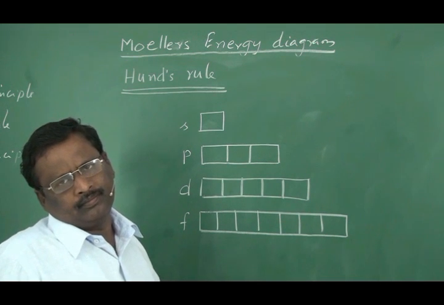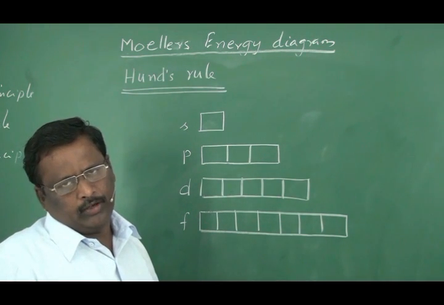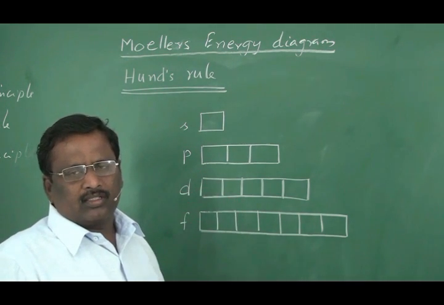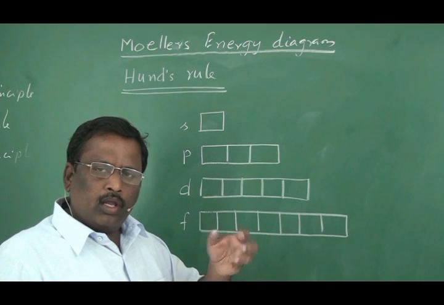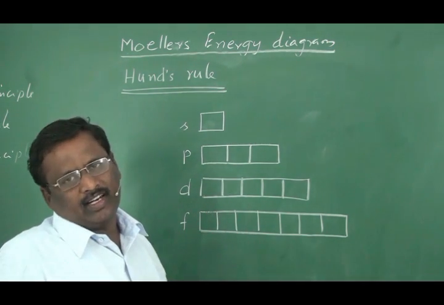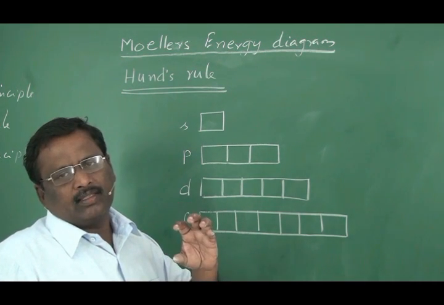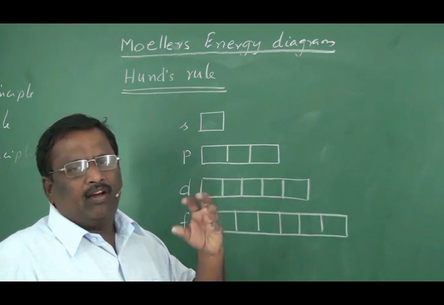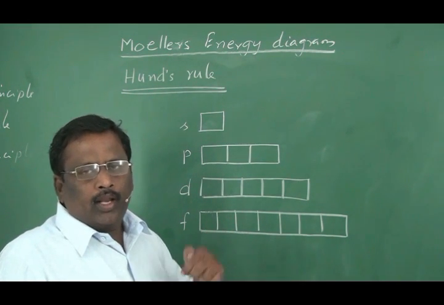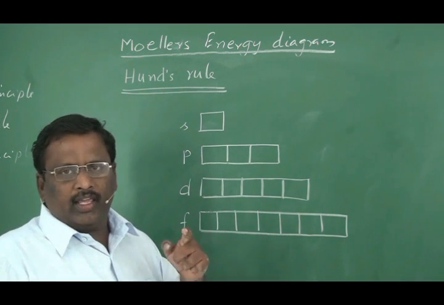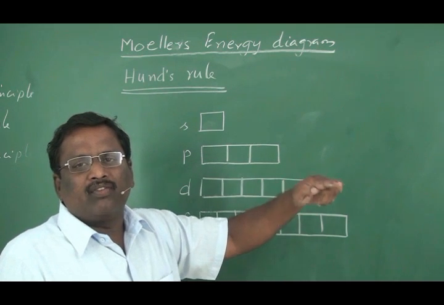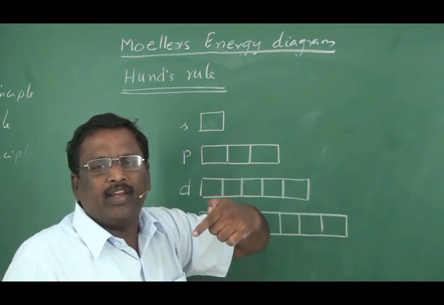Pairing, what is pairing? We have already discussed it in spin quantum value. Each orbital can accommodate 2 electrons. 1 electron will spin in the clockwise direction and the other electron will spin in the anti-clockwise direction. So there is a place for 2 electrons in an orbital. But the second electron will enter into that orbital only when all other same energy orbitals are filled with 1 electron each. Then only the pairing will take place.